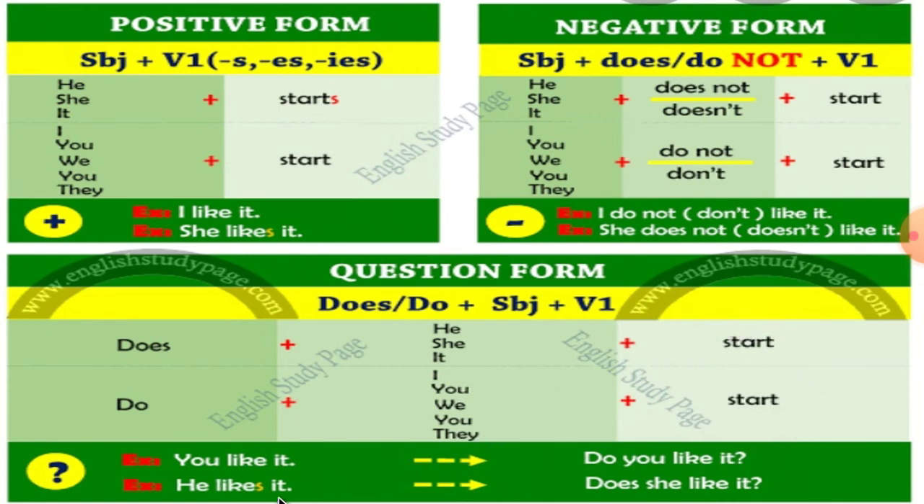Okay. Let's see the example. You like it. Do you like it? Everything will remain as it is, just you have to add do at the first and a question mark at the last. So the question form is ready. The next one.